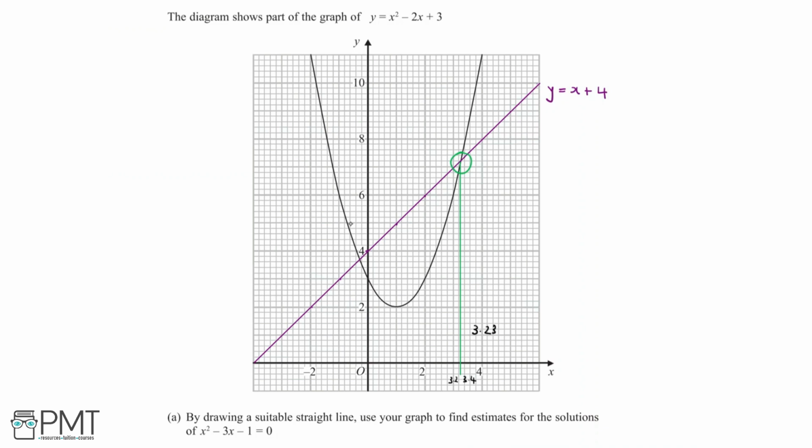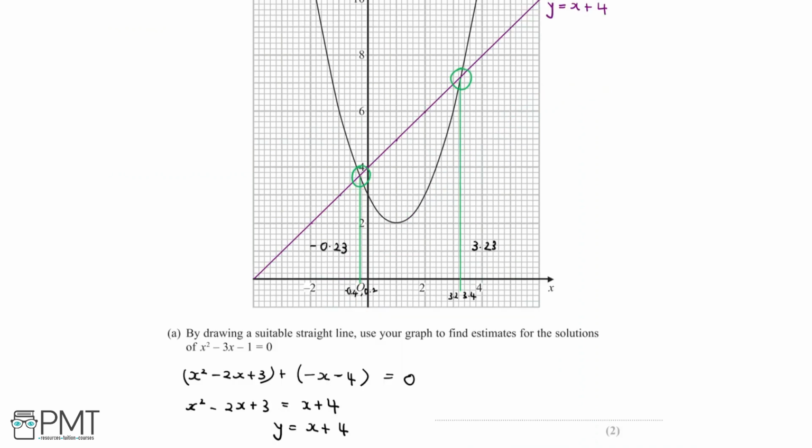Now let's take a look at the next point of intersection. We can do the same thing and draw a line vertically downwards from the point at which the graph and the line meet. Now the x coordinate for this point is somewhere in between minus 0.2 and minus 0.4, and it's closer to minus 0.2. So we can say that the estimation for the x coordinate of this point of intersection is minus 0.23. And so based on these estimations, we can now say that the solutions for x squared minus 3x minus 1 equals 0 are minus 0.23 and 3.23.